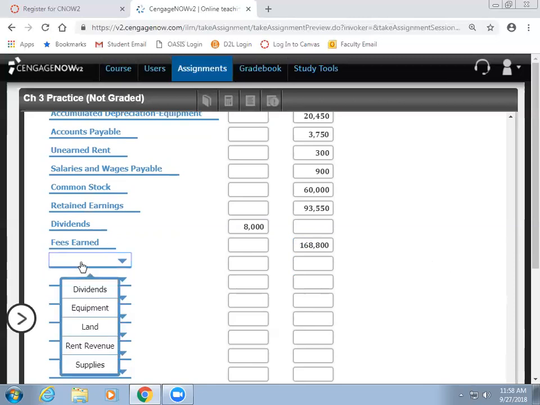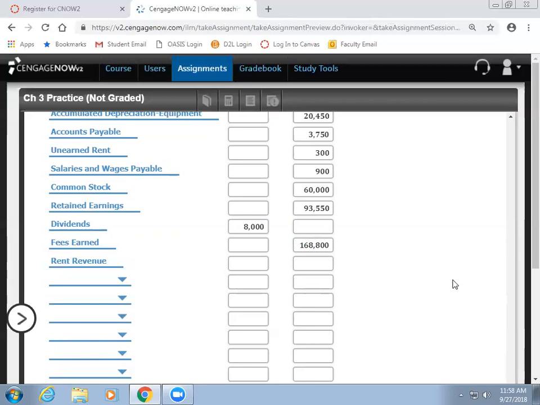Rent revenue is a new revenue account, so I'm going to list it next. We have rent revenue. And we know in our last adjustment, we credited it 3,300. So it has a credit balance of 3,300.